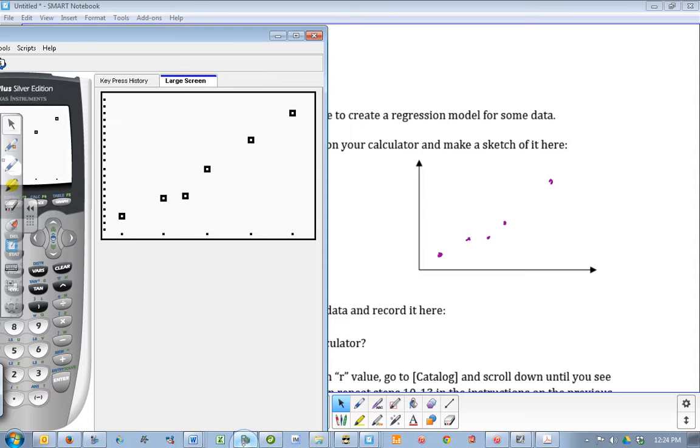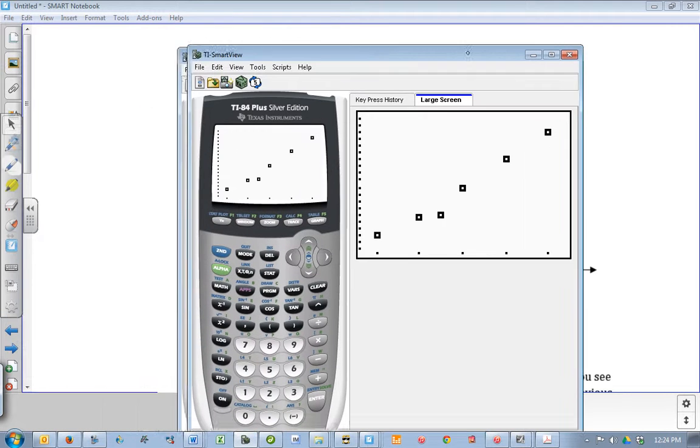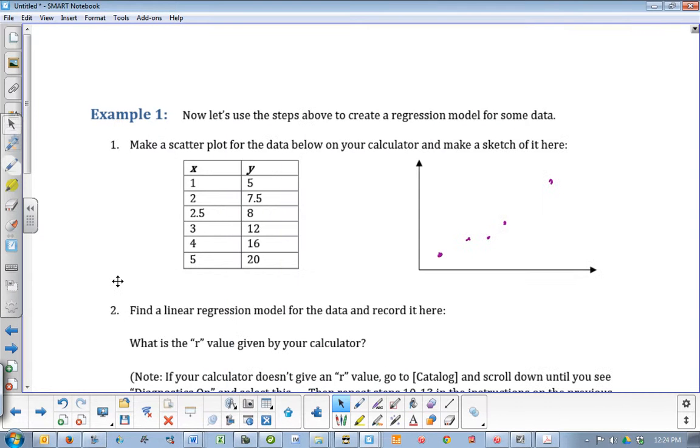Now, next step we want to do is find a linear regression model. We want a model, which is an equation. Okay? A model is an equation. It has nothing to do with getting fancy clothes on and walking around and being a model like that. So a model is an equation. So that's what we want to find.